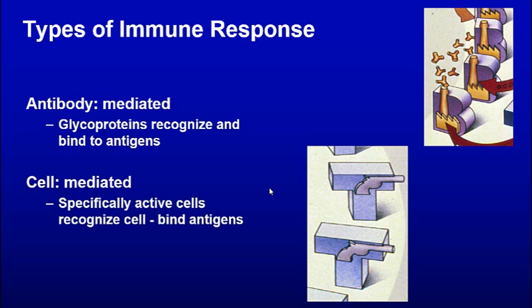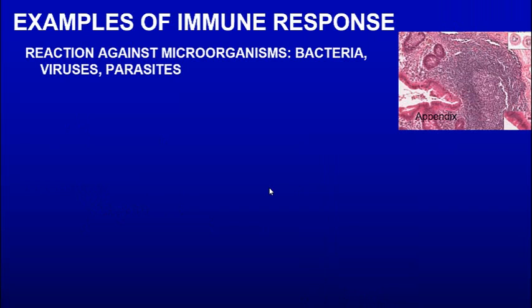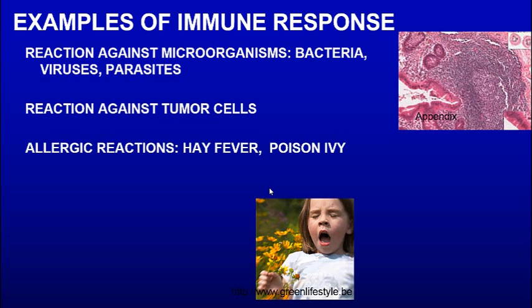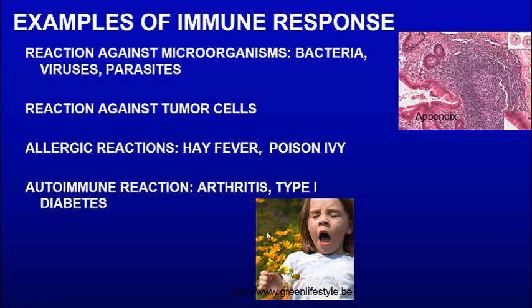So examples of an immune response: reaction against microorganisms or bacteria or viruses. You ever been bitten by an ant and you know it makes a little pus there? That's the immune response. Those are neutrophils that are in there. A reaction against tumor cells, we all have that, thank goodness. Otherwise, we'd have cancer. Allergic reaction, hay fever, poison ivy. You can see this girl, she's got flowers, but it is not good for her. And then autoimmune rejection with arthritis, type 1 diabetes. So you have rejection of yourself in that case, and then graft rejection.